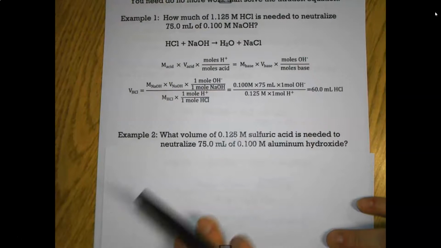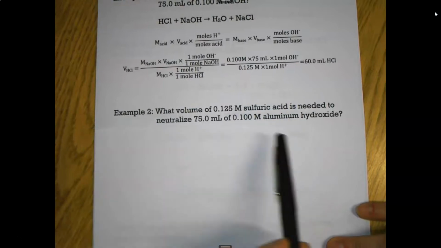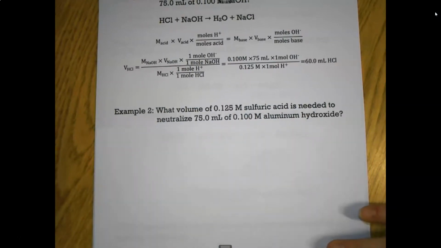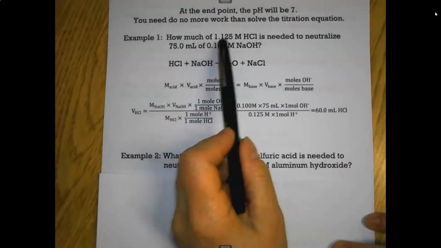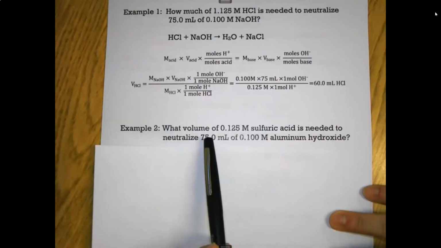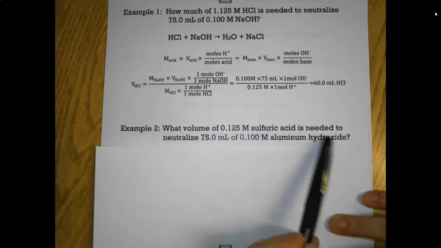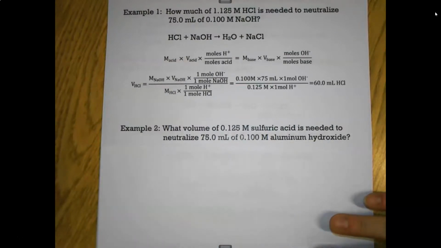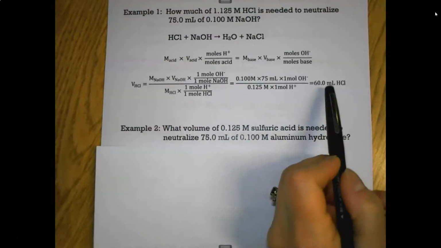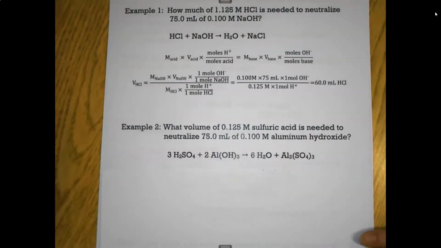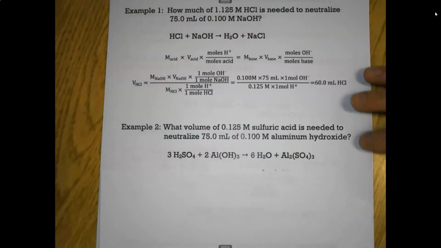in this case? Okay, so here I have sulfuric acid, H2SO4, and aluminum hydroxide, Al(OH)3. So same concentrations, notice the acid is still 1.125. I'm still using 75 milliliters of the 0.1 molar base, but because I have H pluses and OH minuses that are different, the volume of the acid that I need is not going to be 60 mils. So again, if I write my balanced equation, I see that it's going to take 3 moles of sulfuric acid to balance out 2 moles of aluminum hydroxide, and so forth.